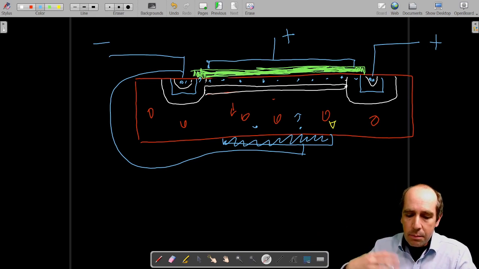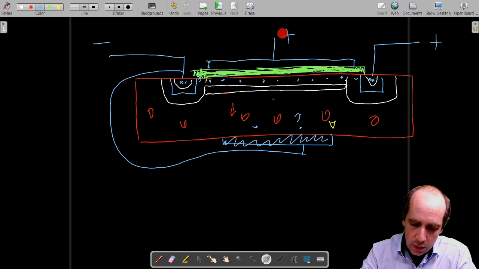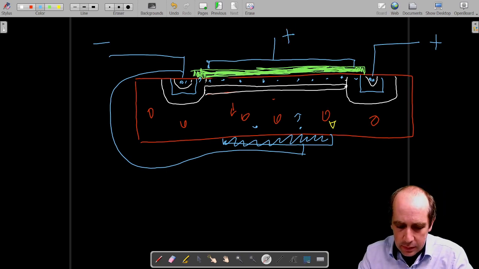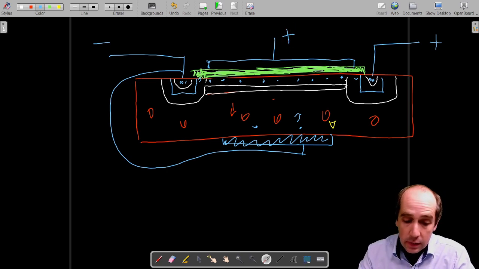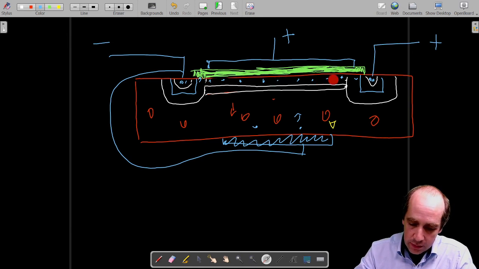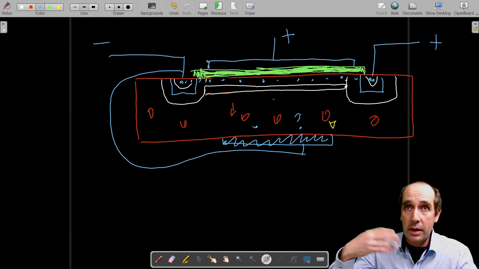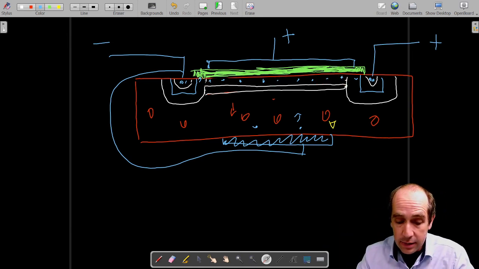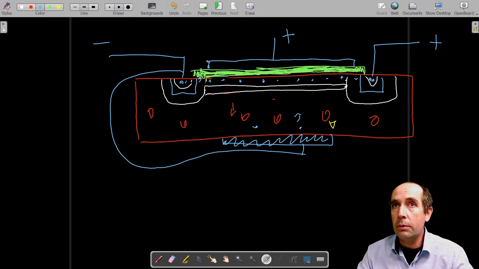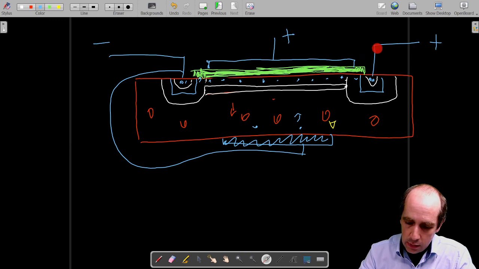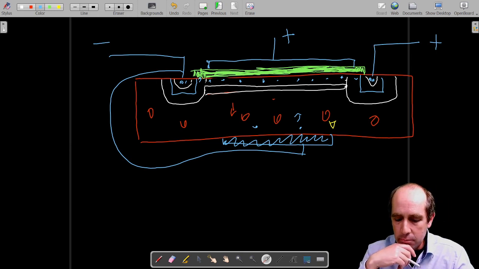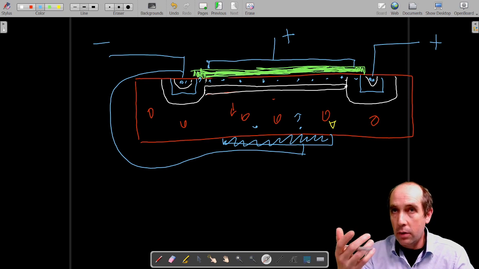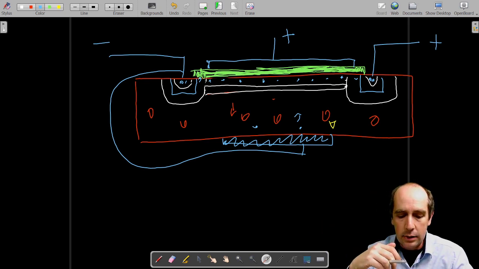And if we keep increasing and increasing the voltage on the gate terminal, the amount of electrons available in this channel will be bigger and bigger. And with this, we can control the flow of current between the two terminals here and here, just the same as we do on other types of transistors that we have already discussed.